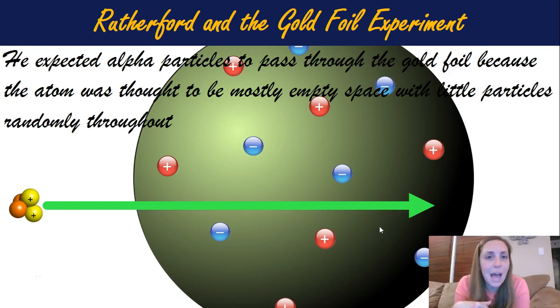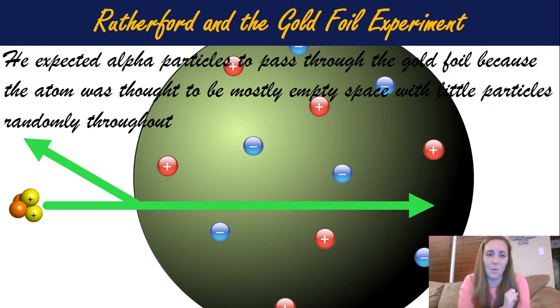So Rutherford expected alpha particles to pass straight through the gold foil because they thought, okay, the atom's mostly empty space, and you have these teeny tiny little particles just randomly throughout it. I mean, look at this alpha particle. It's way bigger than any of these things. So even if the alpha particle hits one particle, let's say it does this and, boom, hits that a little bit. Well, since the alpha particle is bigger than any of these subatomic particles inside the atom, you would expect those subatomic particles to just scooch over and the alpha particle just shoots straight through. That's what you think is going to happen.